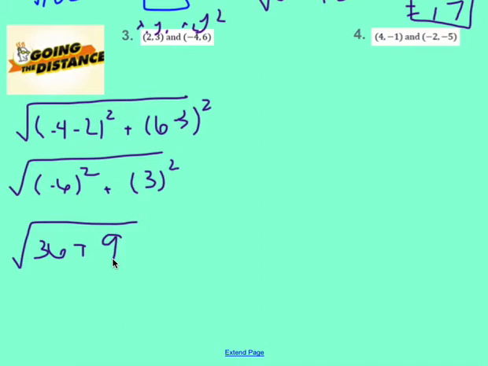Did I do that right? Oh, yeah, okay. So then we end up getting the square root of 45.